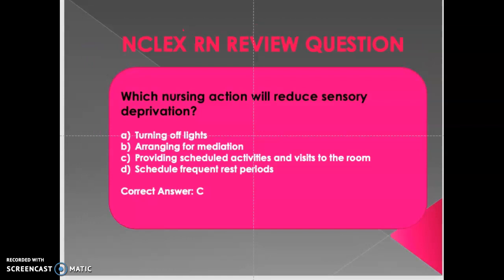Have another question here. Which nursing action will reduce sensory deprivation? Turning off lights, arranging for meditation, providing scheduled activities and visits to the room, schedule frequent rest periods. So the correct answer is C.